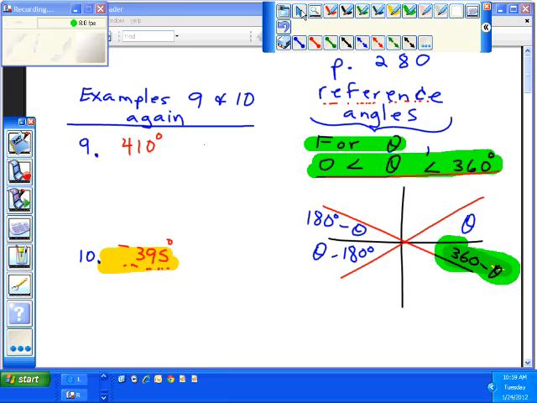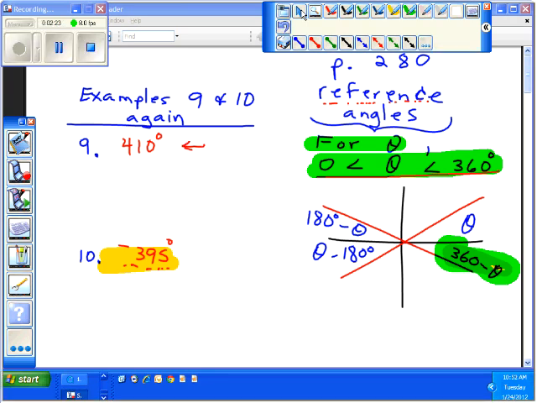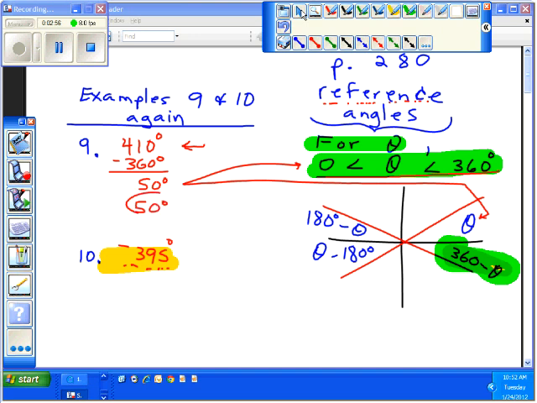If we wanted to find an angle coterminal with 410 degrees between 0 and 360, we would take out 360. That would give us 50 degrees, which creates an angle that's within those parameters. So that would be a coterminal angle between 0 and 360, and the reference angle would be the angle itself, 50 degrees.